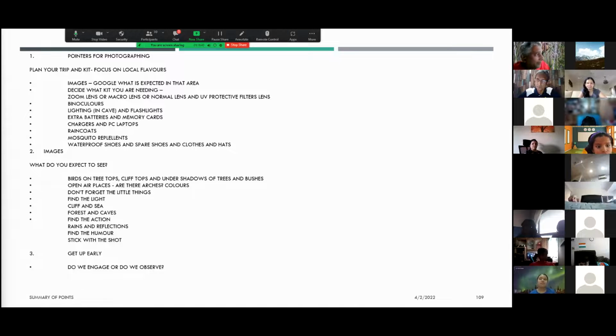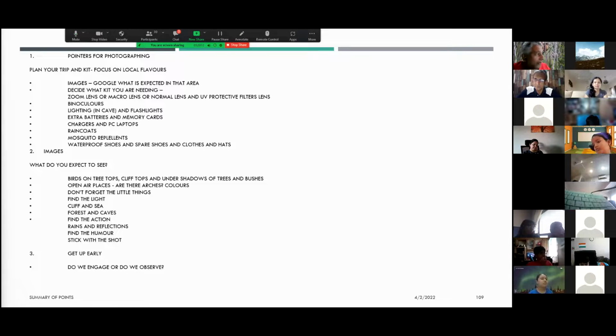What do you expect to see? Are you going to look for birds on treetops, cliffs, under trees, or in bushes? My advice for birding is always to go to places where it's open air. Are there arches, or a bridge you can shoot under, or colors that you can use? And don't forget to look for the little things. Look for light, look for cliffs and sea, forests and caves. Find where the action is: rain, reflections. Find humor. Look for what is funny. And then stick with your shot.